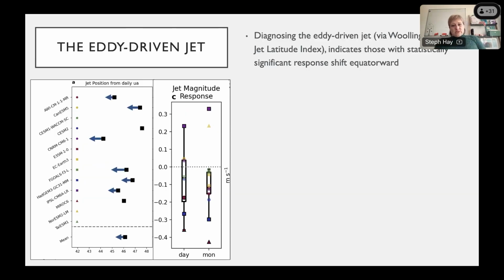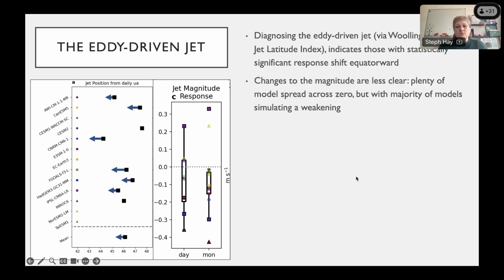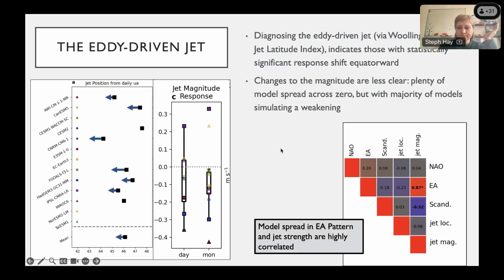Right, so then what happens to the jet in these experiments? These are the experiments that have daily output available on the left-hand side here. The black dot is the present day position of the jet, and the arrow indicates where the jet shifts to. So you can see this general equatorward shift of the jet in the mean as well. What's not so clear is what happens to the magnitude of the jet. It doesn't necessarily weaken. It's all over the place across the models. The majority show weakening, but that's not necessarily a given.